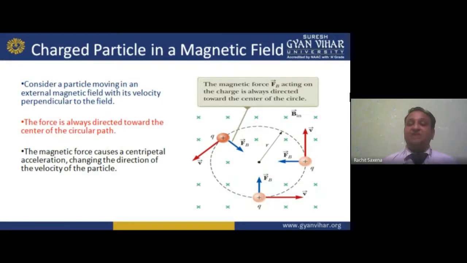Now charged particle in a magnetic field, it is very important. If we have a charged particle in a magnetic field, my dear students, the magnetic force acting on the charge is always directed toward the center of the circle. As per the diagram, we have a positive charge, represented by q. They are always perpendicular to each other.